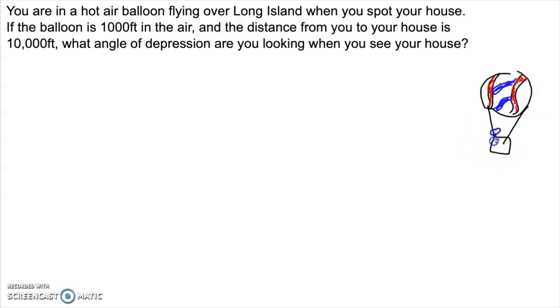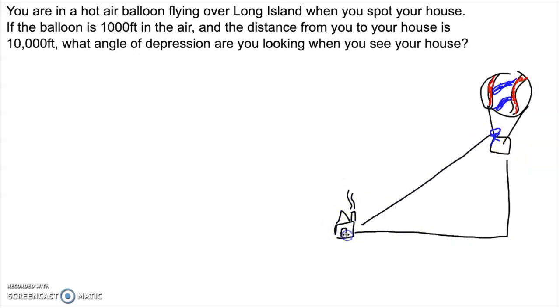And of course, we're here in the basket. Here's distance in the air, and then somewhere down here on the ground, we look down and we see our house. What do we know here? The balloon is 1,000 feet in the air, so this side of the triangle would be 1,000. The distance from you to your house is 10,000 feet. Now think carefully, where does that distance need to go?